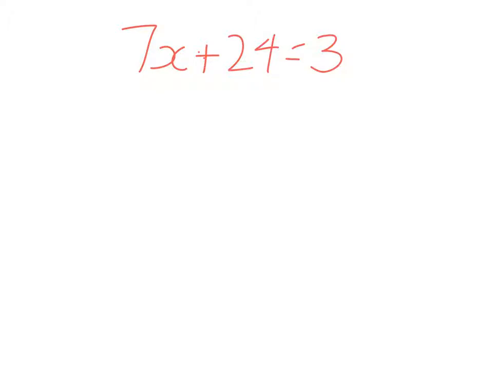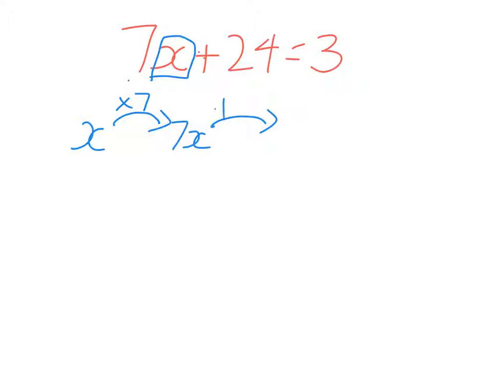So this is another 2-step equation because there are 2 things I've done to x. So the way I do a flowchart is I start with x and I tell the story of what I've done to x. So I've taken x, an unknown number, and multiplied it by 7 to get 7x. Then I added 24 and somehow I ended up with 7x plus 24, but I also ended up with 3.